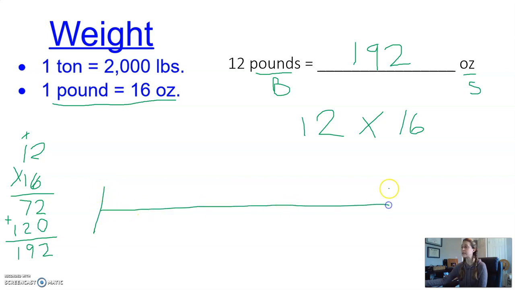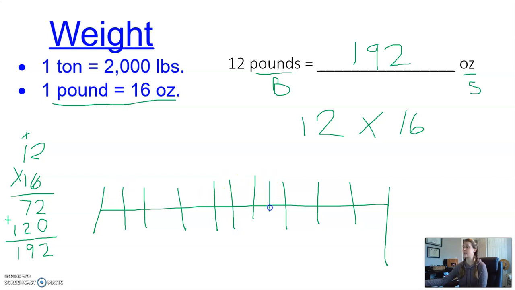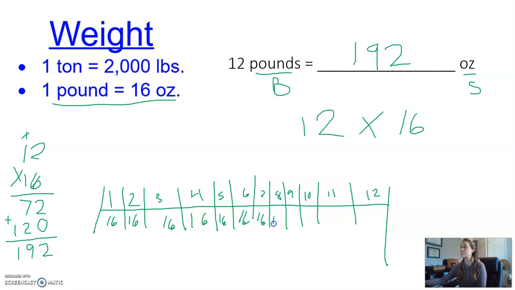If you want to see that visually, here's our 12 pounds. 1, 2, 3, 4, 5, 6, 7, 8, 9, 10, 11. Is that 11? No, it's 12. All right, so there's 1 pound, 2 pounds, 3 pounds, up to 12 pounds. Inside of each of these pounds, there are 16 ounces. So we would put 16 inside each of our pounds. We can see the repetition. It's a repeated addition problem, which we know is multiplication. So we're multiplying 16 12 times because there are 12 pounds. So that's why we did the multiplication problem.